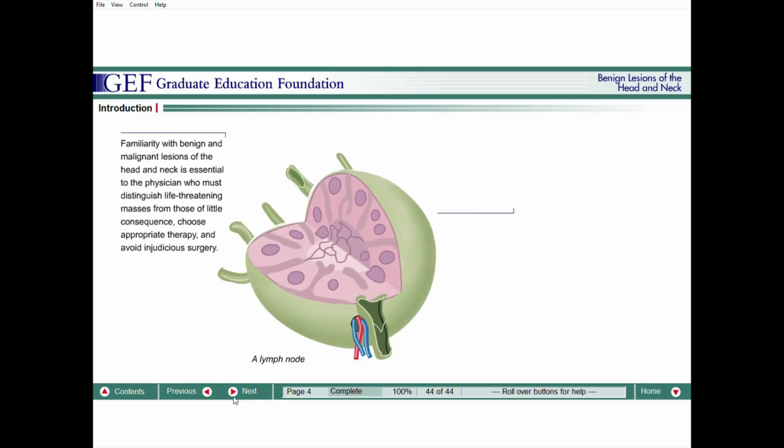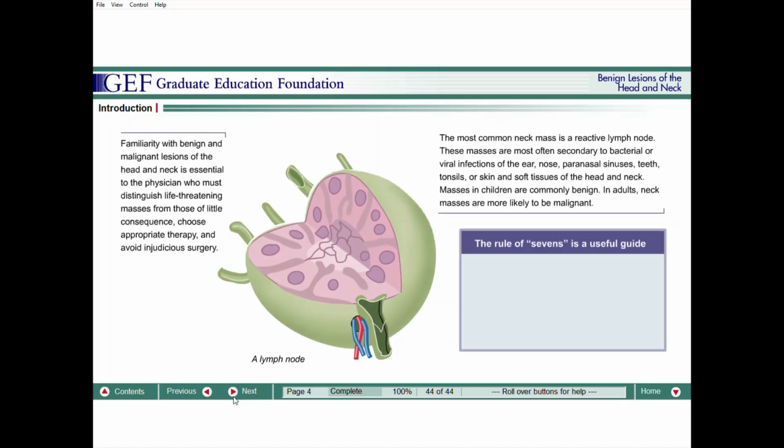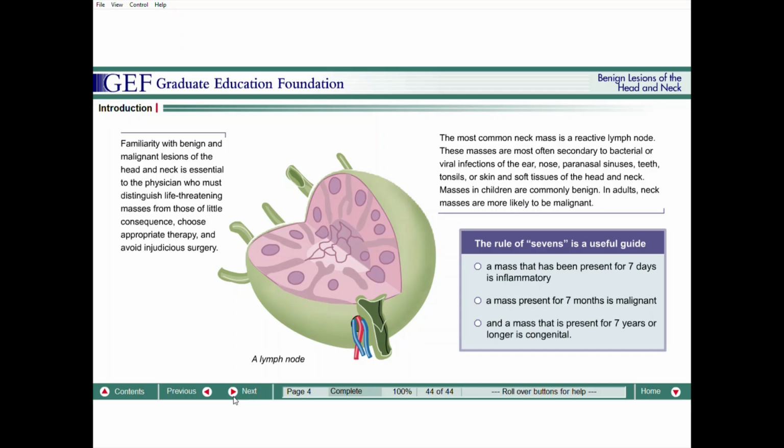Familiarity with benign and malignant lesions of the head and neck is essential to the physician, who must distinguish life-threatening masses from those of little consequence, choose appropriate therapy, and avoid injudicious surgery.